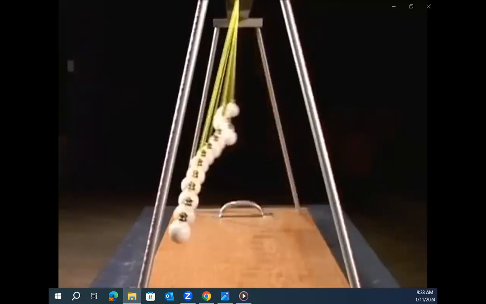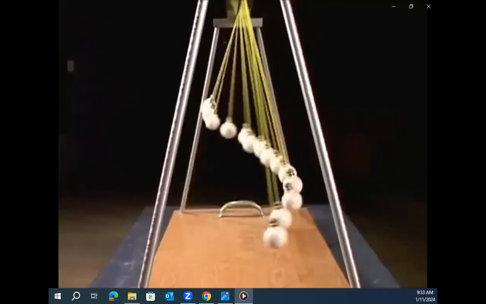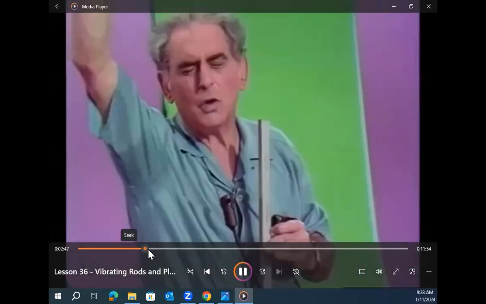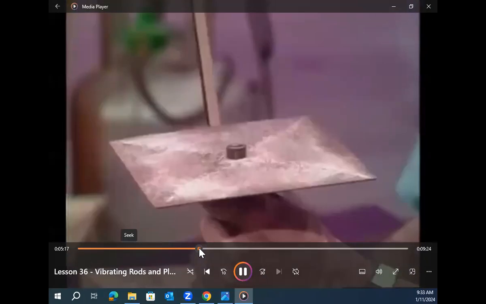Since I see about a minute of class left here, let's look at Chladni plates. Okay, so this guy's talking about resonance and frequencies, right? It's got these plates, right?